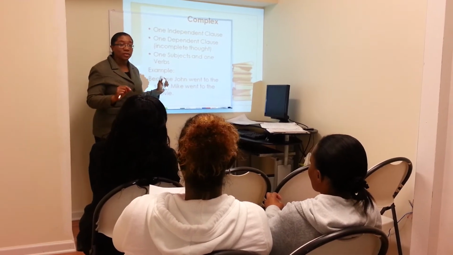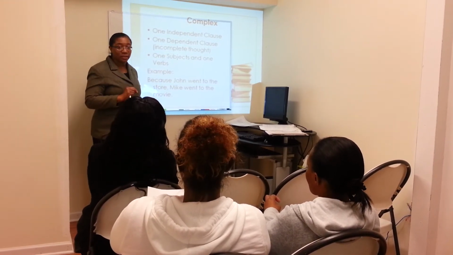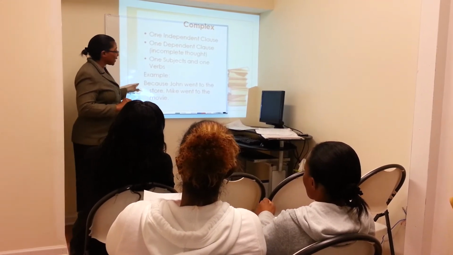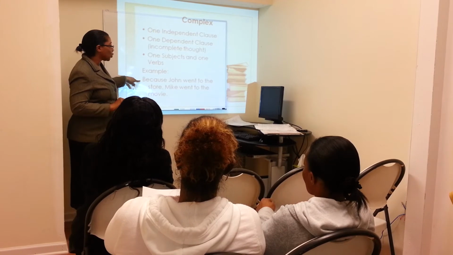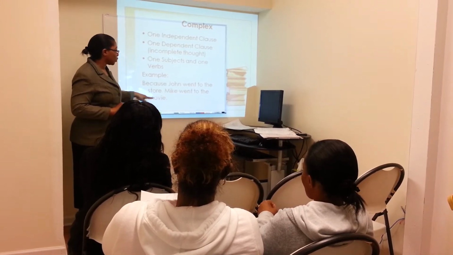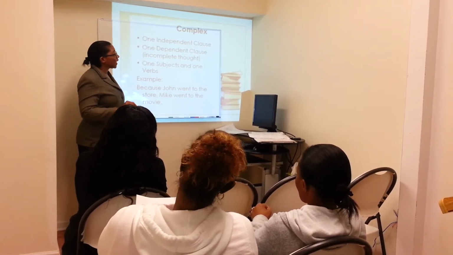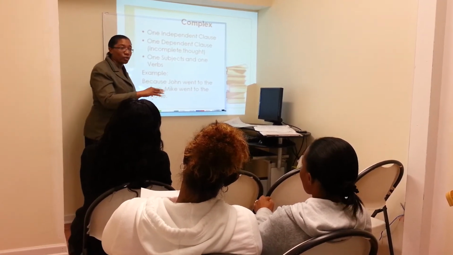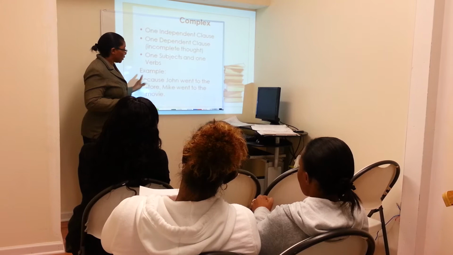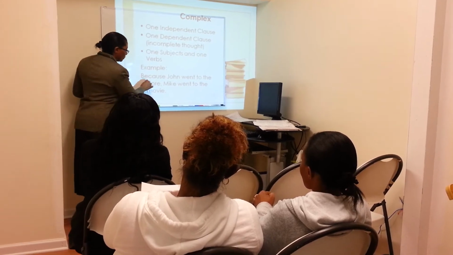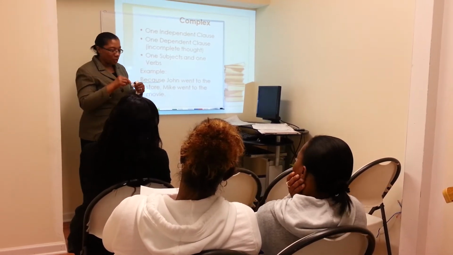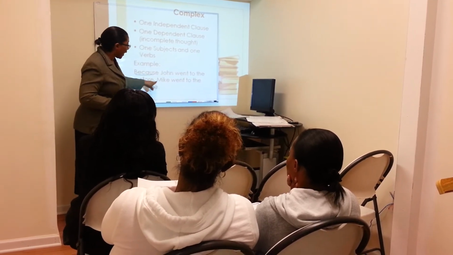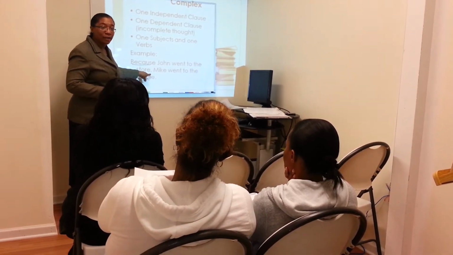But you want to fix this with a complex sentence. It has to have at least 1 subject and 1 verb. For example: because John went to the store, Mike went to the mall. But you need to understand a dependent clause has a subordinator, a lead-in word to identify itself. The word here is because. And anytime a dependent clause comes first in a complex sentence, it has a comma after the dependent clause.